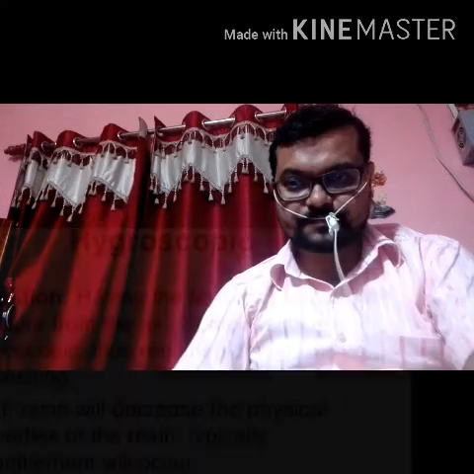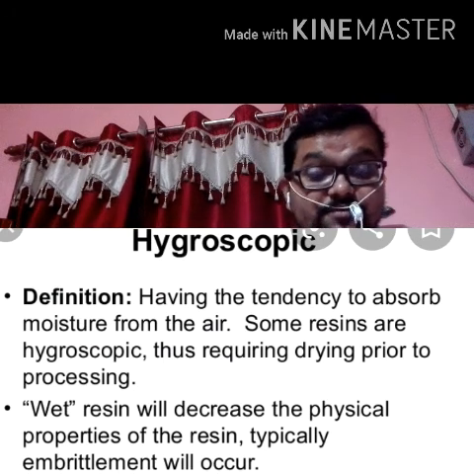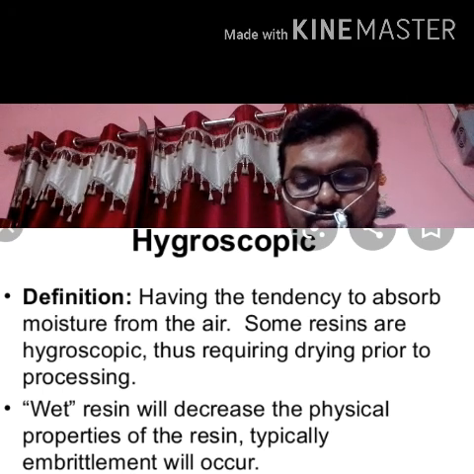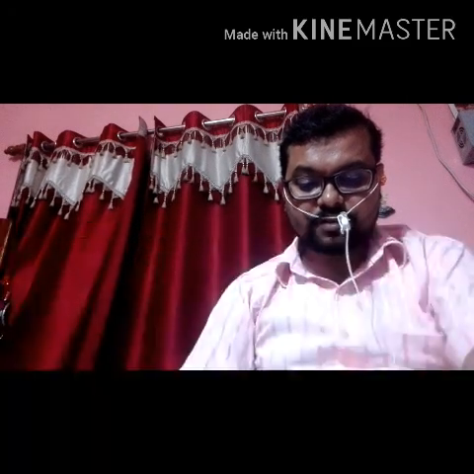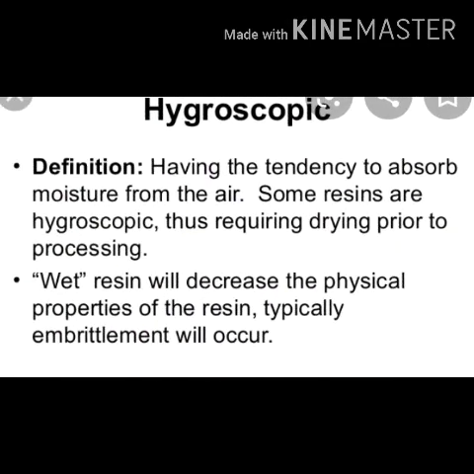In the case of hygroscopic substances, these are substances which absorb moisture, that is water vapor, from the atmosphere without dissolving in it. Examples of hygroscopic substances are anhydrous calcium chloride, CaCl2, calcium oxide, CaO, and concentrated sulfuric acid, H2SO4.